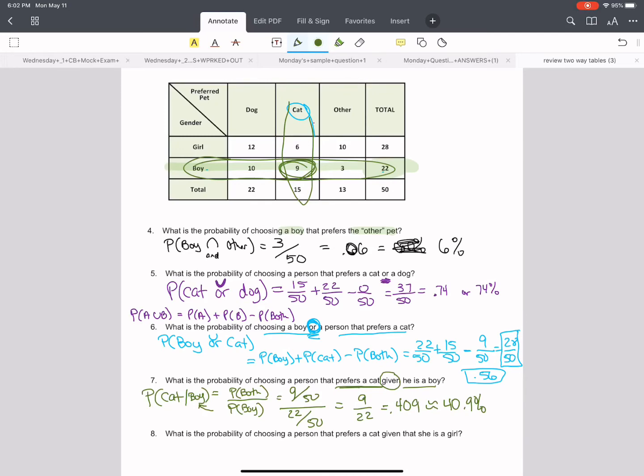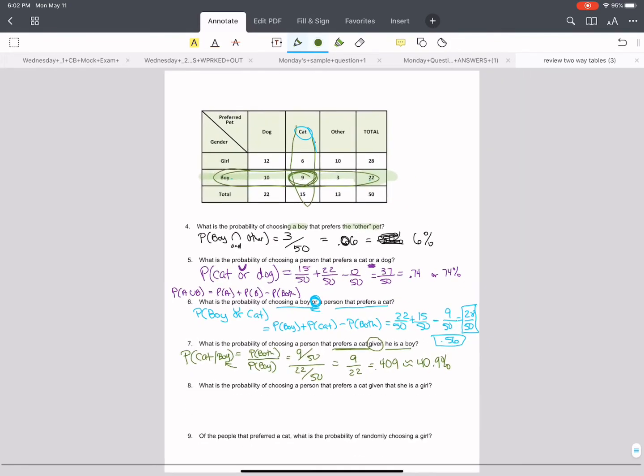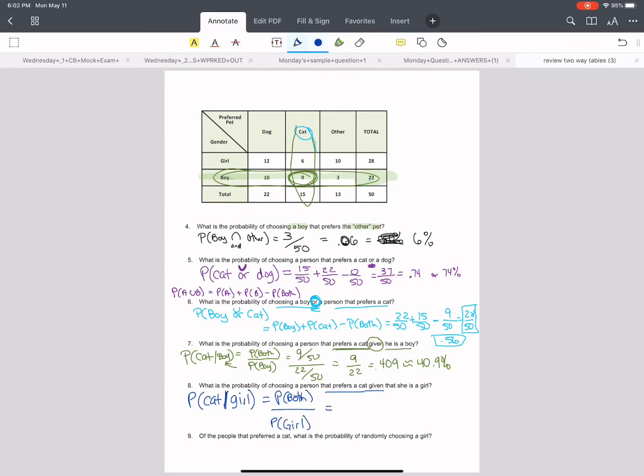So now let's try the last two. What is the probability of choosing a person that prefers a cat given she is a girl? Okay. So here we have another given question. So it's the probability that she prefers a cat given girl. So that's the probability of both, the intersection, over the probability of girl. So the probability of both, the intersection of cat and girl, you see that? 6 over 50, that's that probability, over the probability of just a girl.